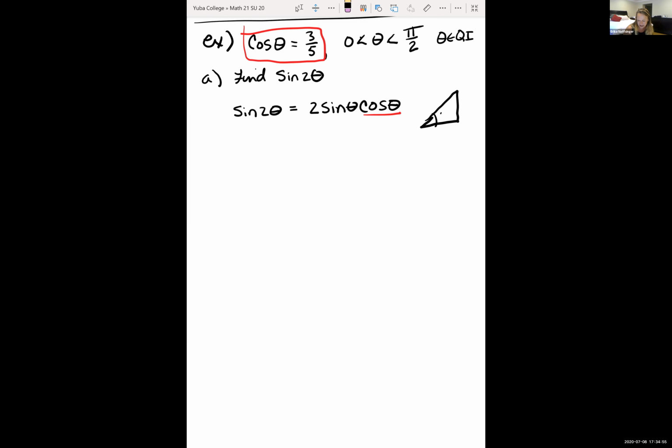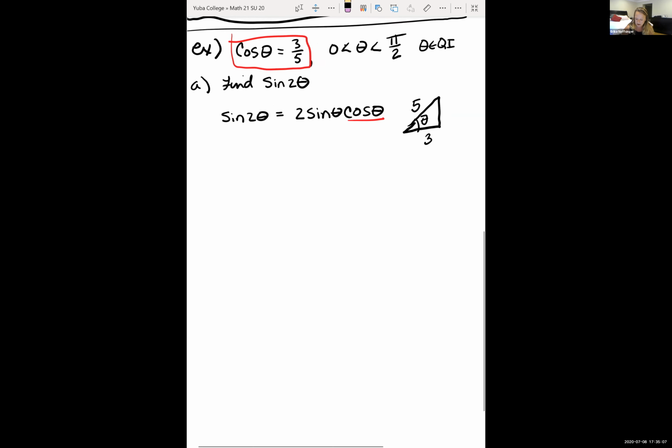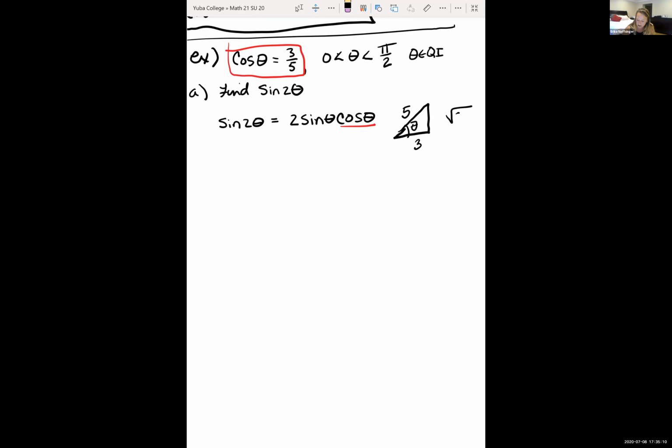So theta, we know cosine is adjacent over hypotenuse, so adjacent is 3 and hypotenuse is 5. And so we're looking for the opposite side. So it's the square root of 5 squared minus the leg, which is 3 squared. 25 minus 9 is 16. Square root of 16 is 4.